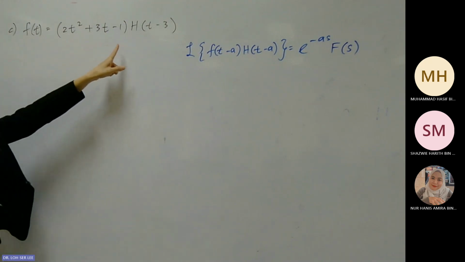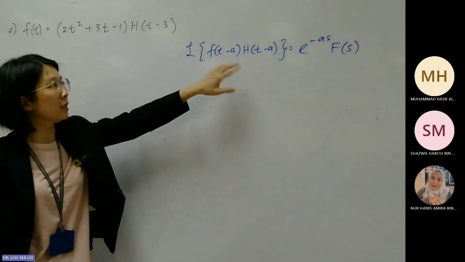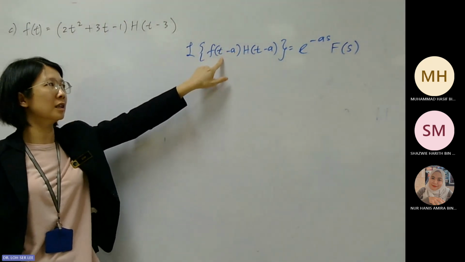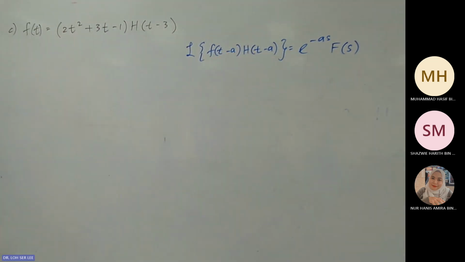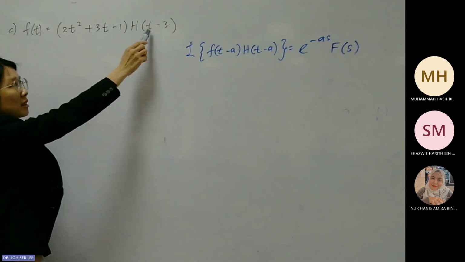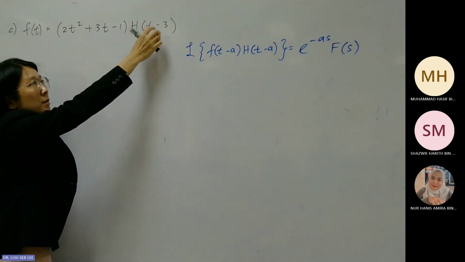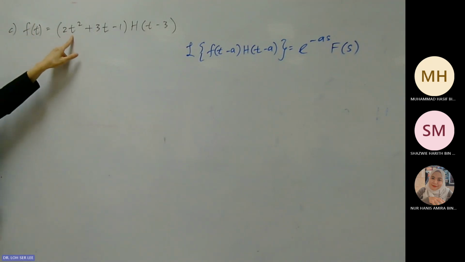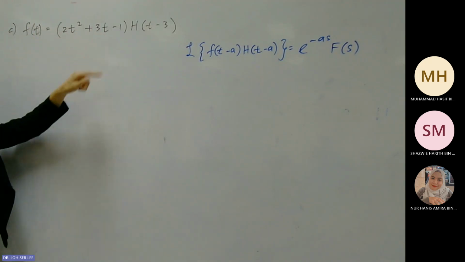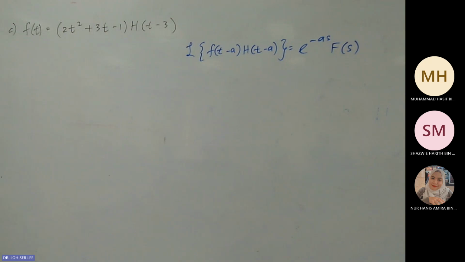So before we apply this formula, we have to make sure the signal t must be in the same form as the unit step function, t minus a. Now t minus a from the unit step function is t minus 3. So we have to make sure this t and also this t are in the form of t minus 3.